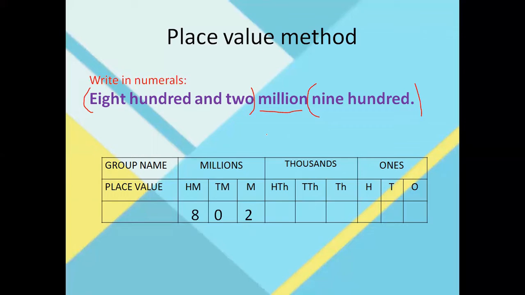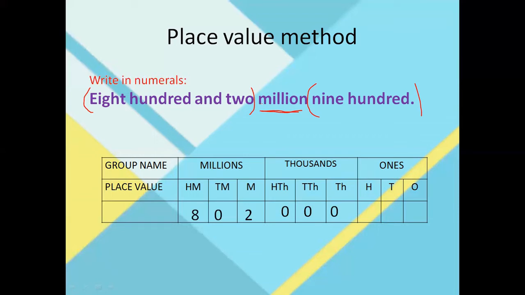I will fill 3 digits here because it is the international system. I can understand that it is the international system by this word million. So if there is a word million or billion mentioned in the sentence, then it is the international system. If there is lakhs or crores, then it is the Indian system. Since there is a million here, it is the international system. The international system should have 3 digits for all the groups. So the thousands group should also have 3 digits. There is no thousand here, so I am filling 3 zeros.